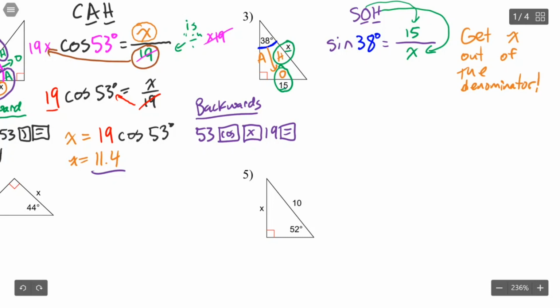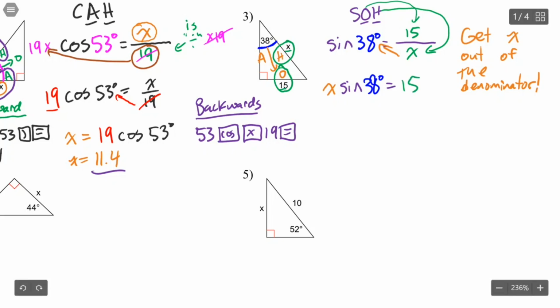You cannot solve for a variable in the denominator, which means that we are going to cross multiply x to be in front. So x sine 38 degrees, so that's an 8, not a 6, equals 15.